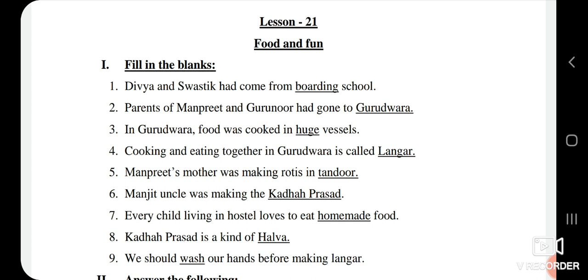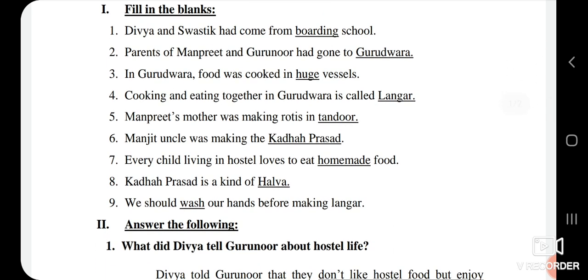Every child living in hostel loves to eat homemade food. So there homemade is a blank where you will put the word homemade. That means homemade food. Kadah Prasad is a kind of halwa. We should wash our hands before making the food items to be served during the langar.